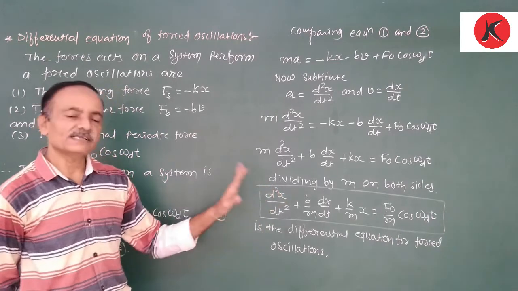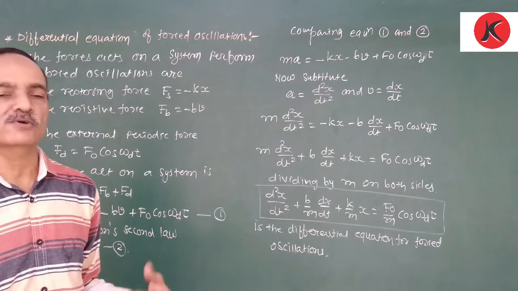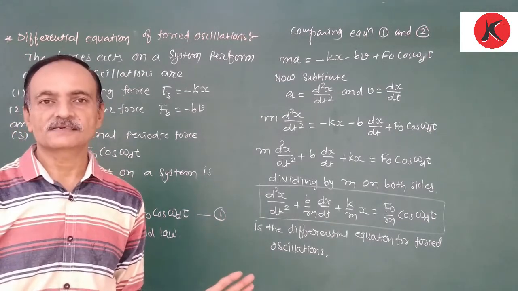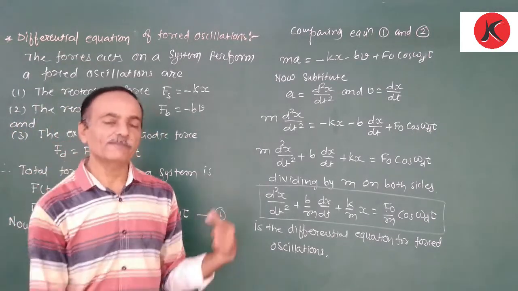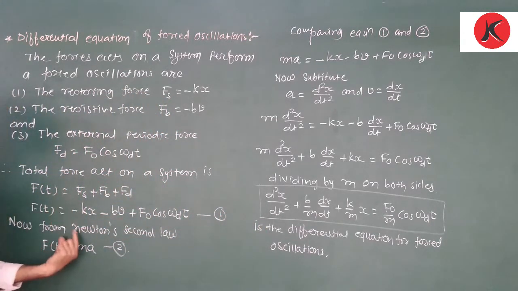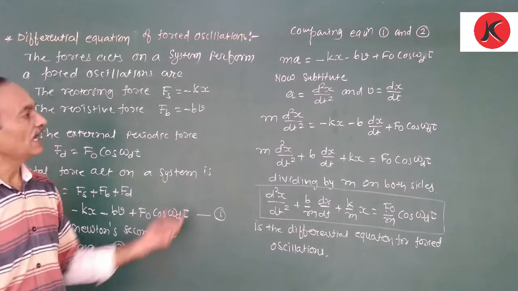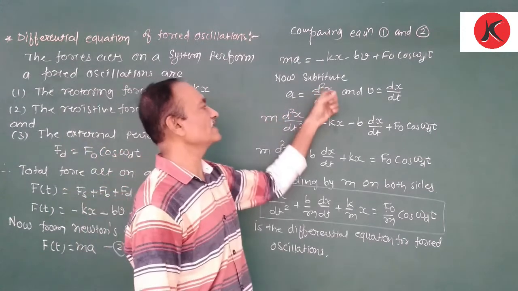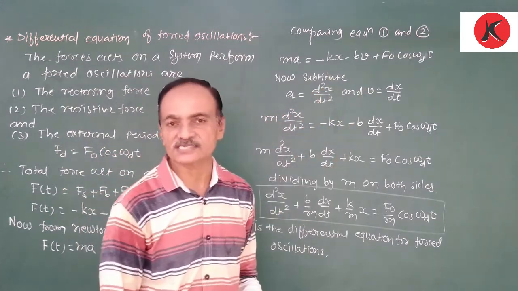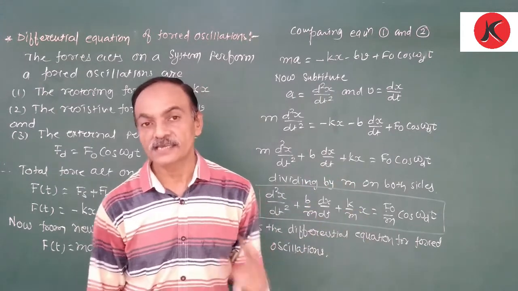To derive the equation, the method is the same. Already we derived the differential equation for pure simple harmonic motion and also damped oscillation. First, we mention all the forces, and the addition of these forces gives the total force acting on an oscillating body. Compare this total force with Newton's second law, F is equal to m a, and substitute a is equal to d square x upon dt square and v is equal to dx by dt. Rearrange the terms, and we obtain the differential equation.